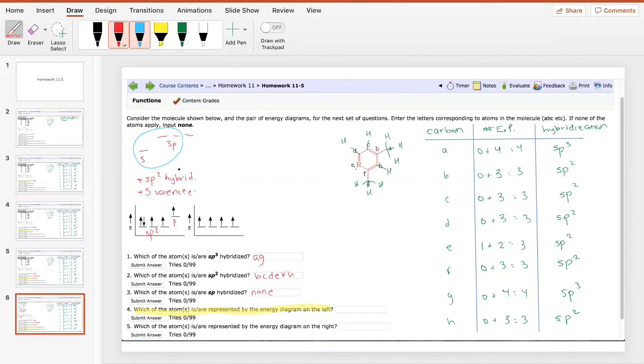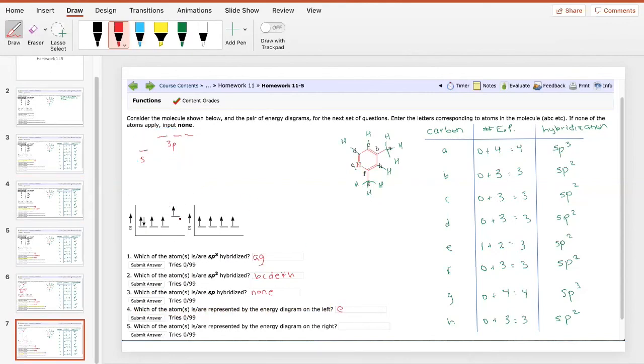So what we know from this energy diagram is that this atom is sp2 hybridized, and that it has 1, 2, 3, 4, 5 valence electrons. What has 5 valence electrons? Nitrogen. So what we want to look for in the structure right here is a nitrogen that is sp2 hybridized. Nitrogen with the letter E is in fact sp2 hybridized, and therefore the atom that is represented by this energy diagram is atom E.